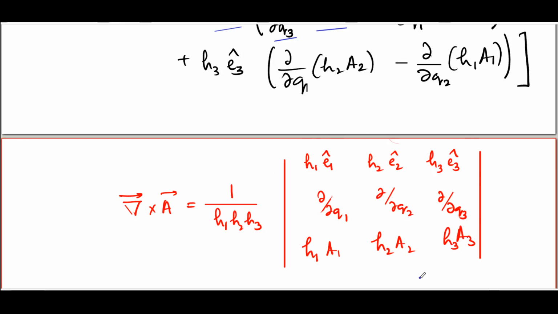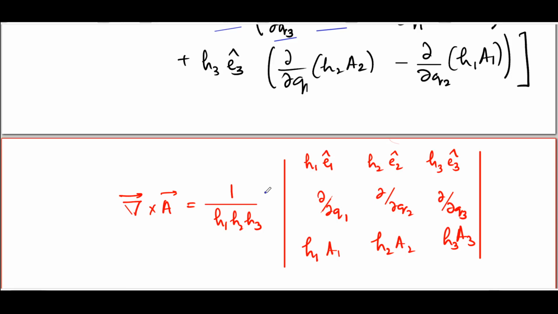But this determinant is not all that you have. You have to divide by H1, H2, H3. So this is the expression for curl of A in a general orthogonal coordinate system. If you know the values for H1, H2, H3, you can just plug them in and find out the expression for curl of A in that particular coordinate system.